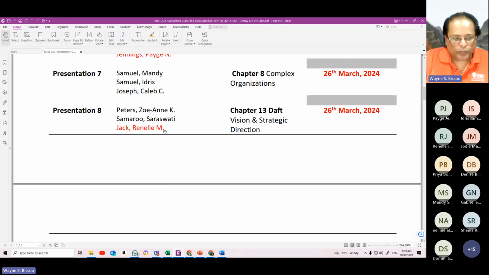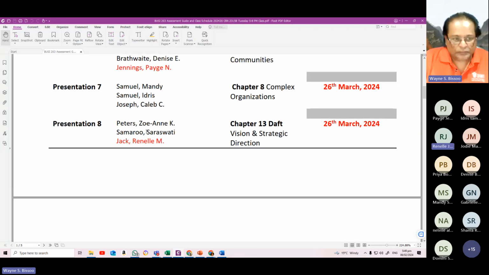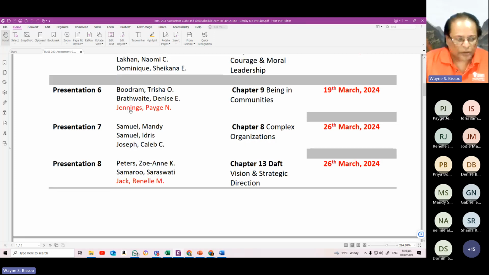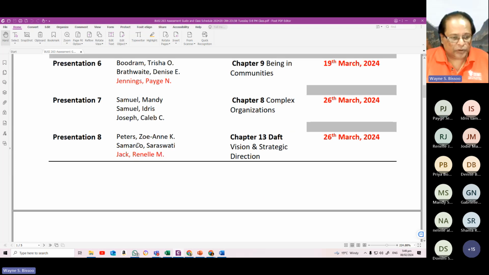But have you joined the WhatsApp chat group? Yes. So Jennings, have you joined the WhatsApp chat group? Not yet. Right, so you need to, because you need to contact these people who are also on the chat group. Once you reach out to them, you can set up your own little subgroup to work out how you're going to go about it. I say present, but really what you're doing is teaching the chapter to the class. So you'll have to work out what's going on there.